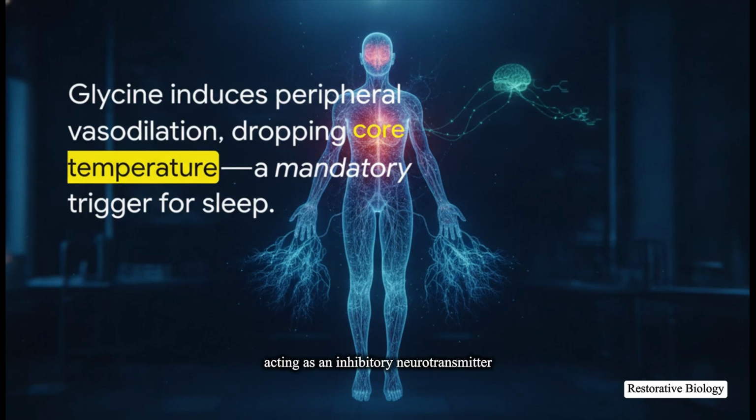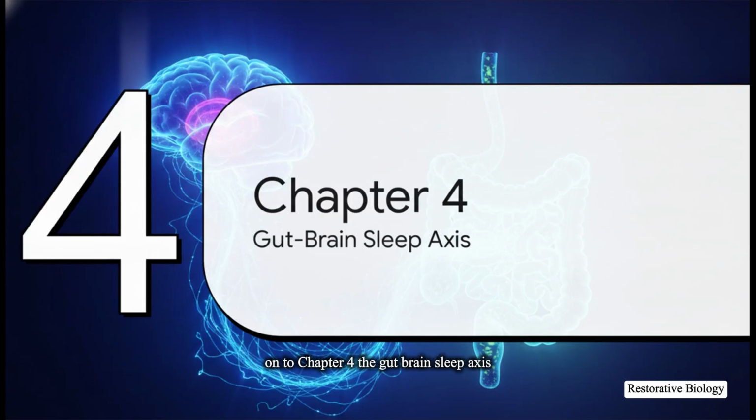And the glycine component of that supplement is just as powerful. Acting as an inhibitory neurotransmitter, it binds to NMDA receptors in the suprachiasmatic nucleus to induce peripheral vasodilation. Simply put, it physically drops your core body temperature, which is a mandatory, non-negotiable metabolic trigger for you to fall asleep.